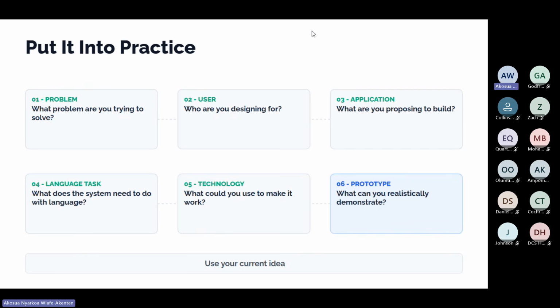So that's where the challenge comes in. You need to think about it very carefully. Please take your time.